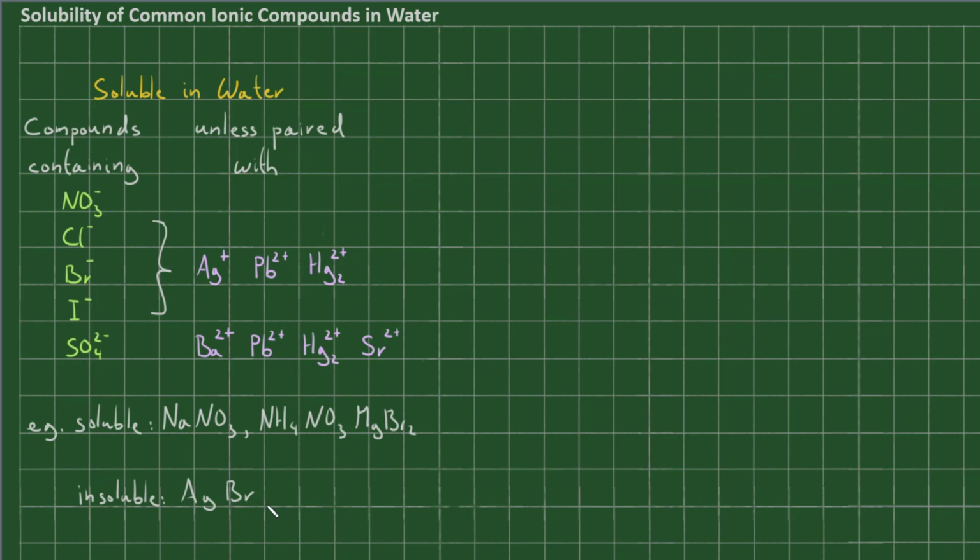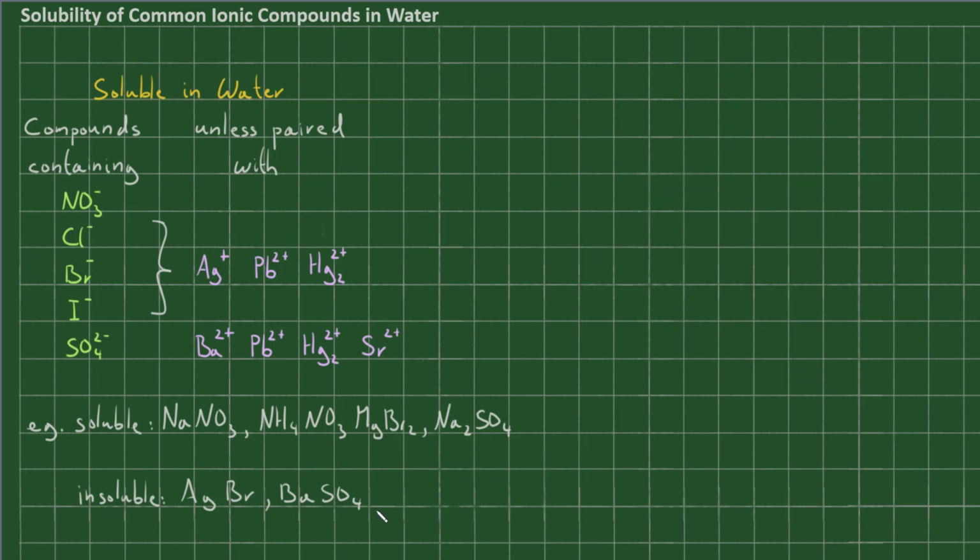In a similar fashion, all compounds containing the sulfate anion are soluble in water unless that sulfate is paired up with either barium, lead, mercury, or strontium. And so I could say that sodium sulfate is soluble in water, but barium sulfate is not soluble in water.